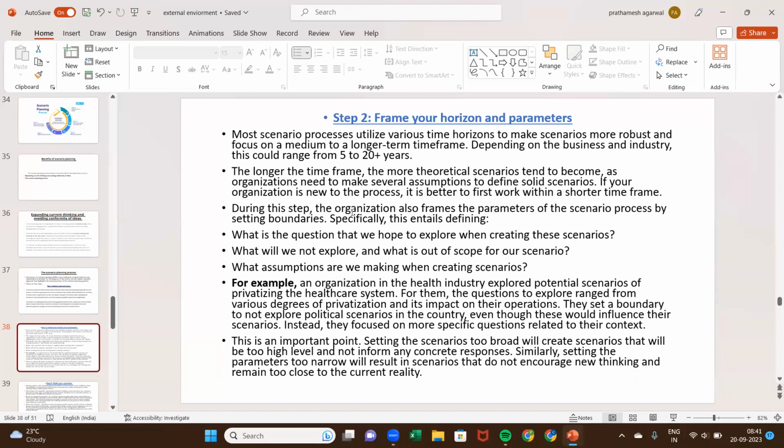If your organization is new to the process, it is better to first work within a shorter time frame. Don't jump to a longer time frame. First, you study the process, and for that, you need to work in a shorter time frame. Suppose a simple day to day example: you are going to the market and you see a new quality of rice coming. What you do is you don't buy 10 kilos all of a sudden.